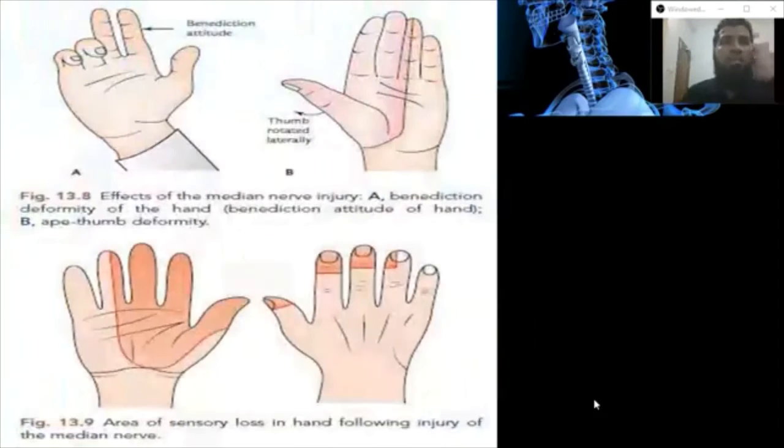Moving on to the next nerve, it is called the median nerve. When the median nerve is injured, it is called benediction deformity of the hand, and where the thumb is rotated laterally, this is called ape thumb deformity. And these are the areas where the sensory loss occurs in case of median nerve injury.